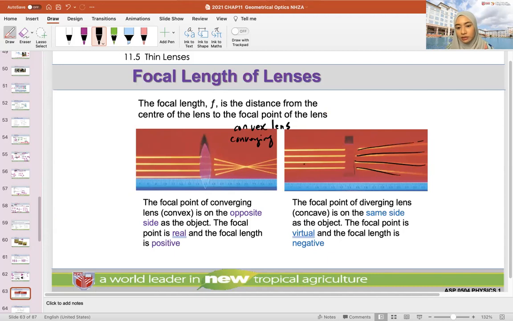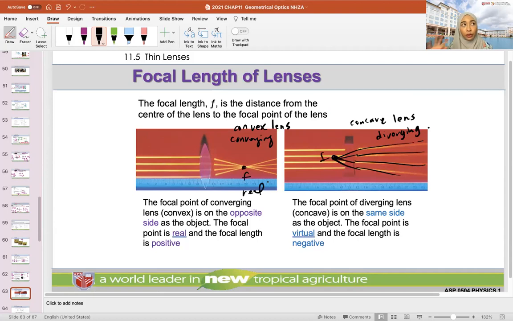Sebab dia tak sama macam incident light. So this is as if the light is coming from a point. This is your focal point. The focal point for your concave lens is in front of the lens. And it is diverging. Okay. So the focal point of converging lens is on the opposite side as the object. Belakang lah. As in tempat yang sepatutnya light lalu is your focal point. The focal point is real.